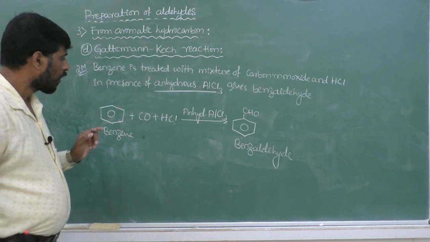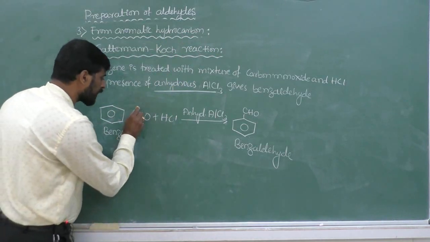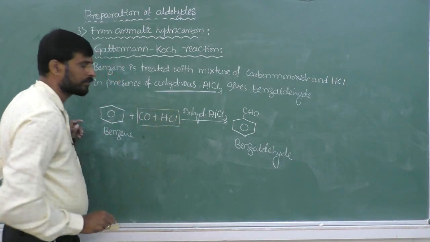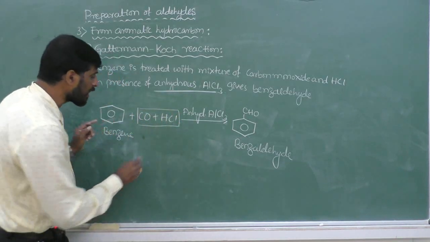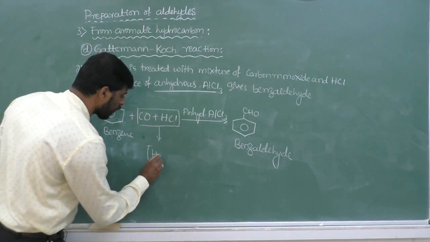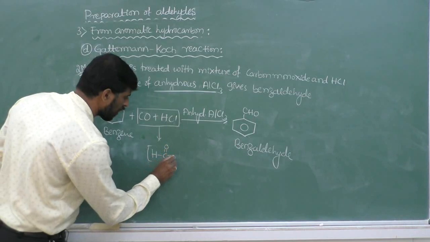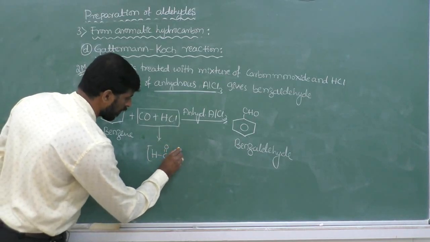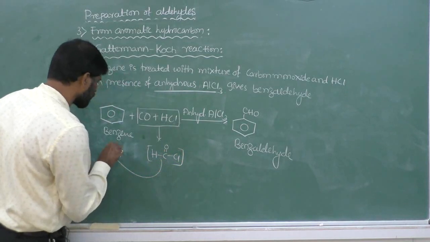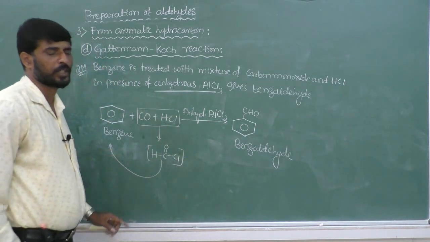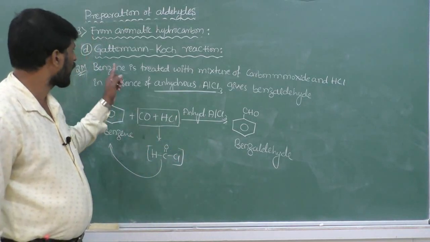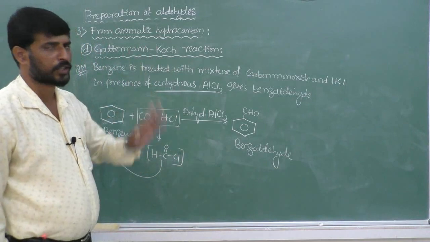Observe this, when it is treated with a mixture of carbon monoxide and HCl, it gives an unstable compound, that is formyl chloride. And this formyl chloride attacks this benzene, and that leads to the formation of benzaldehyde. Okay? So, this is about the Gattermann-Koch reaction.